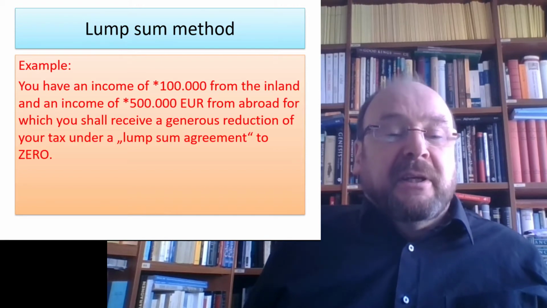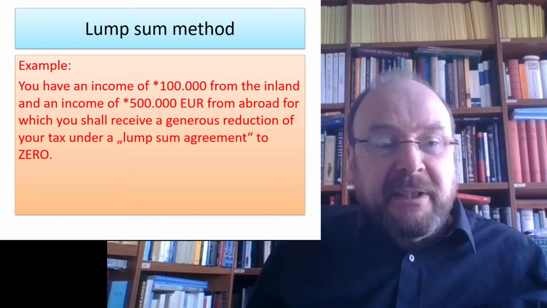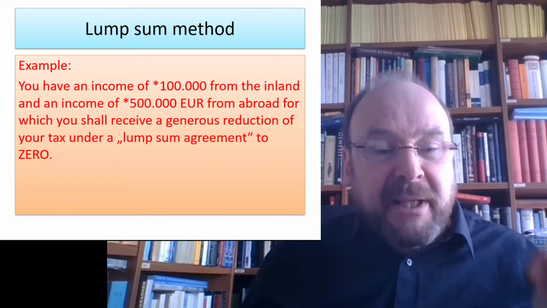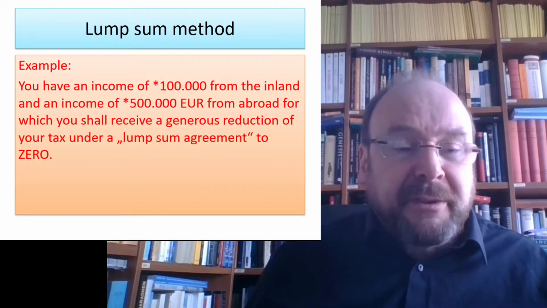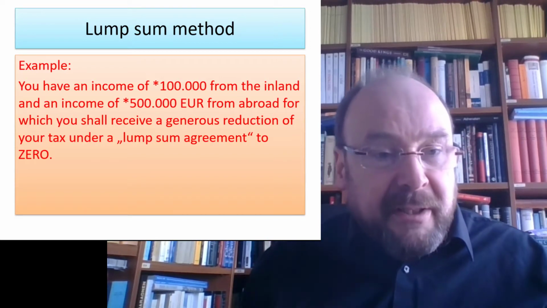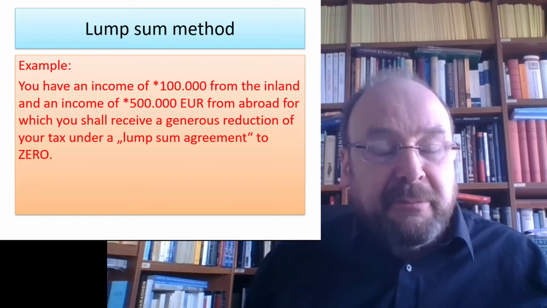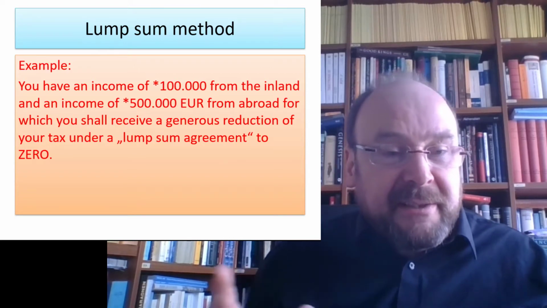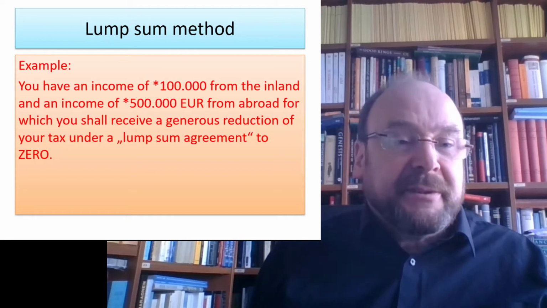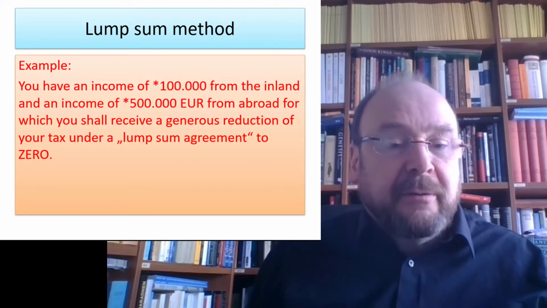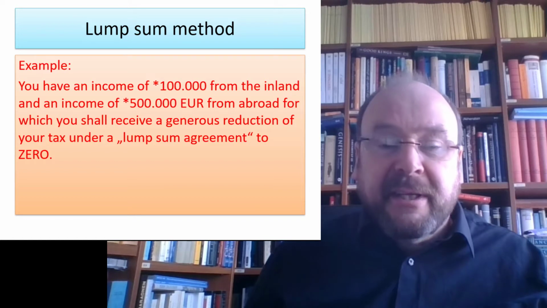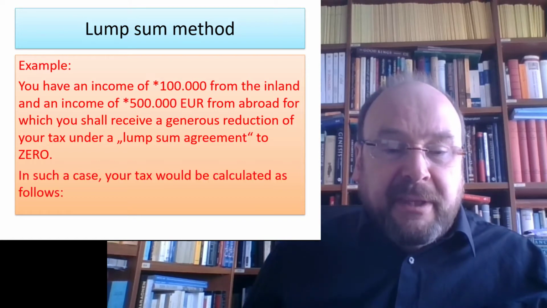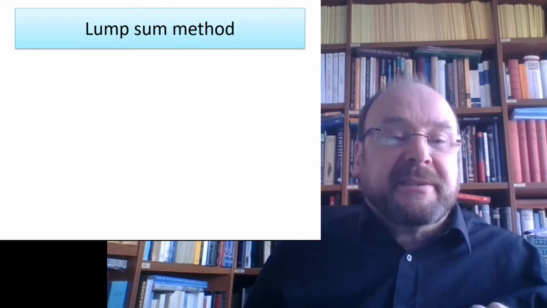So how would it be done? Imagine you have an income of 100,000 from the inland plus 500,000 from abroad, and now you want to apply for a lump sum method agreement. The best potential case would be the fiscal authorities agree to 0 for the 500,000. Then, however, the tax would be calculated still as follows.